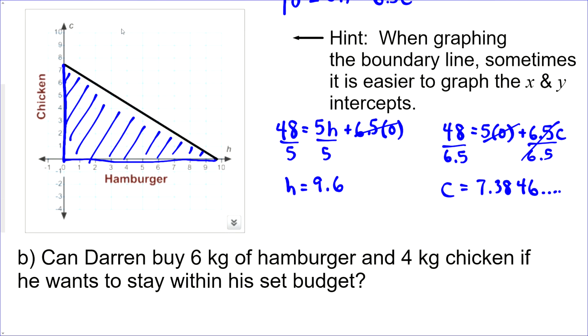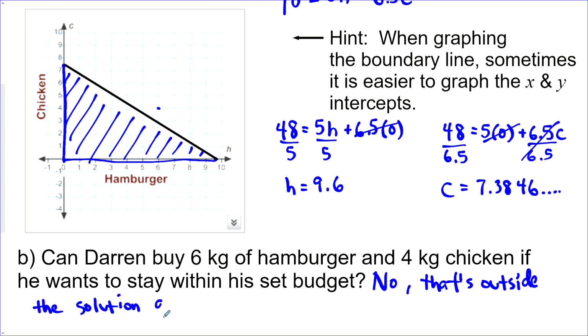So can Darren buy 6 kilograms of hamburger and 4 kilograms of chicken if he wants to stay within his budget? So let's find that 6 kilograms of hamburger is here and 4 kilograms of chicken is here. Well, no, that's outside the solution area. It must be too expensive for him.